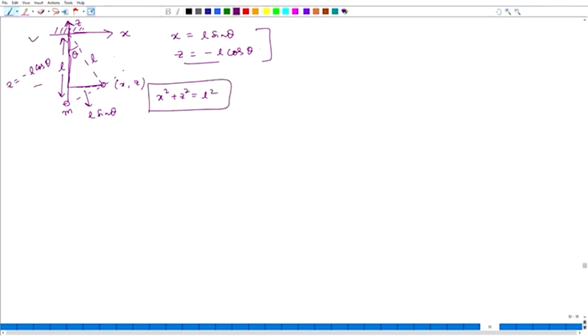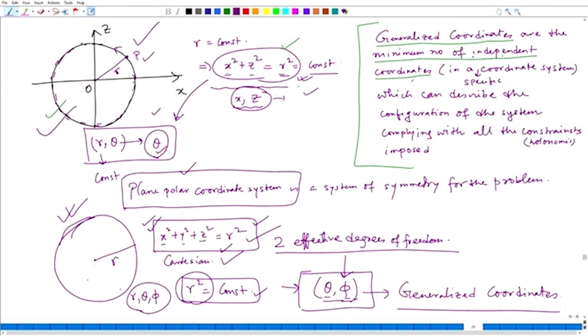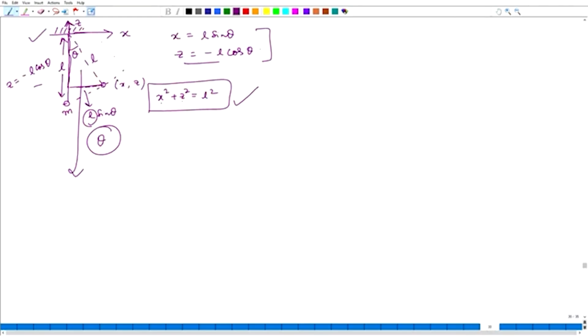So, if you now say that this is a 2D problem, but there is a constraint, x and z are no longer independent of each other. But if you now go to just the L theta or R theta system, you simply have that L is constant and only theta is the effective variable. So, for this problem once again, just like the motion in a circle, you will have theta to be the only generalized coordinate.